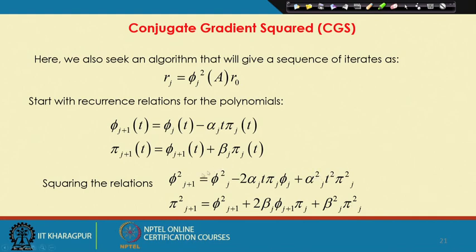So, phi j plus 1 square is related with all the phi j square, pi j square terms, alpha j square, beta j square, which will be evaluated in the last step if we start with some guess value. Apart from that, there is a product term pi j phi j, and there is a product term phi j plus 1 pi j. So, you have to see the relations from them.